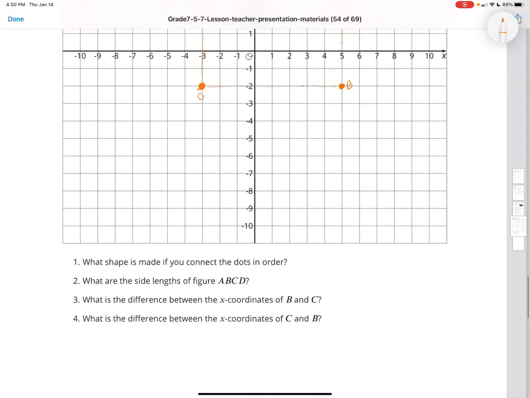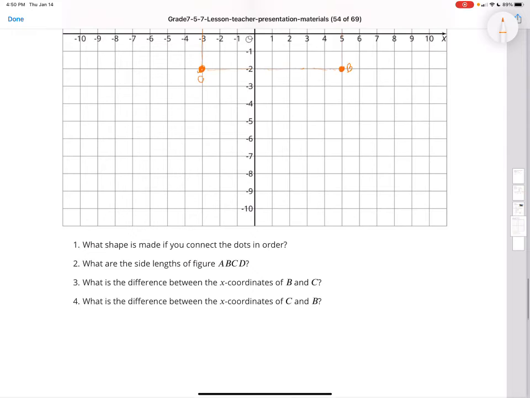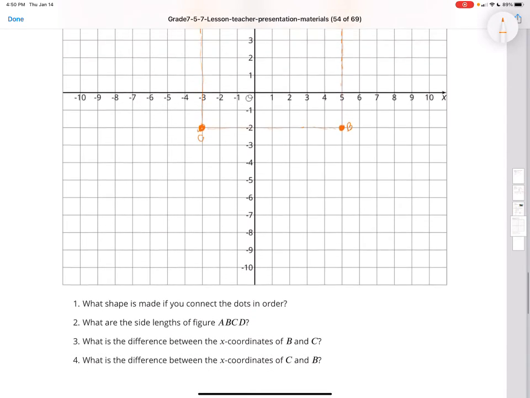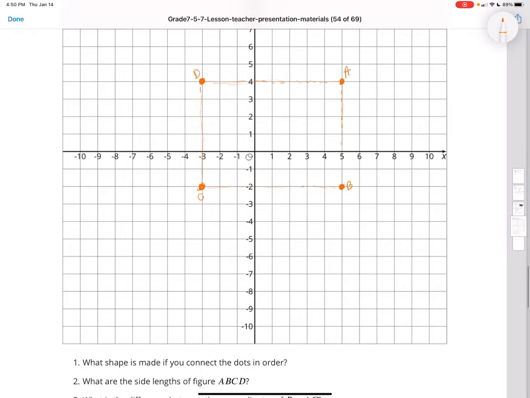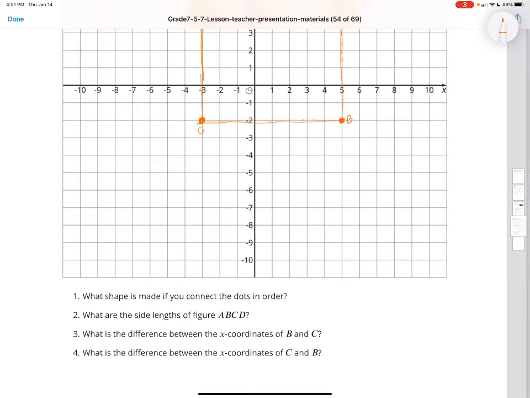All right. And it said what shape is made if you connect the dots in order. So let's start connecting the dots. So A to B, B to C. And sorry if my lines are a little squiggly. C to D, D to A. What shape is that? If you guessed a rectangle, you are absolutely correct. You're a genius. Okay, a rectangle.